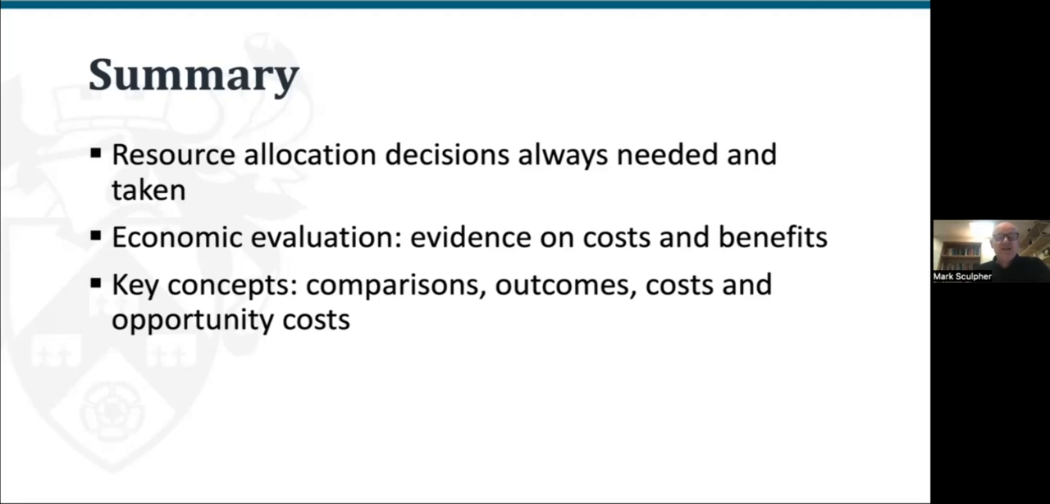We've talked here about some key concepts, in particular, the comparative nature of economic evaluation. When we're looking at new treatments or policies, we have to compare those with alternatives. We have to think very carefully about what outcomes we're interested in and how those relate to the objectives of the healthcare system. We have to be systematic, but also mindful of data constraints when we're estimating costs. And perhaps most fundamentally of all, we need to be able to understand conceptually and empirically what we mean by opportunity costs. Thanks very much.